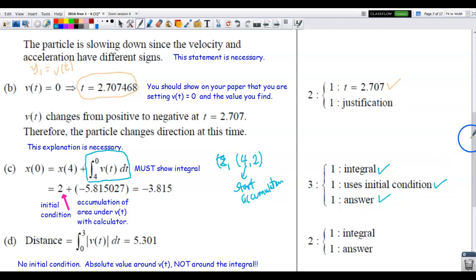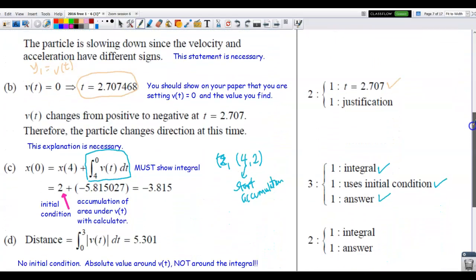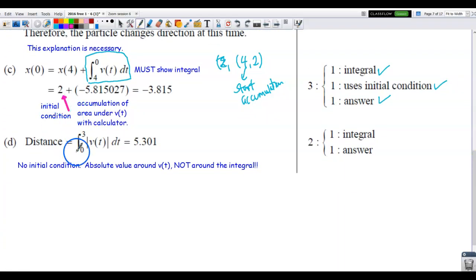And then in letter D, they're going to move on from position, and now they're going to pick up the total distance traveled. And when you're finding total distance traveled, you do not need the initial position, but you should put the absolute value around v of t, not the integral, in order to accumulate the total distance traveled. So in my calculator, I'm going to accumulate or integrate from 0 to 3. I'm going to put absolute value around the velocity function and get a value of 5.301. No initial condition in this problem.